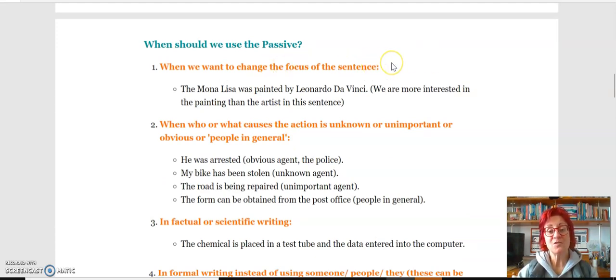Right. When should we use the passive? So when we want to change the focus of attention of a sentence. For example, the Mona Lisa was painted by Leonardo da Vinci. Here, instead of emphasizing the author, we want to emphasize the painting.